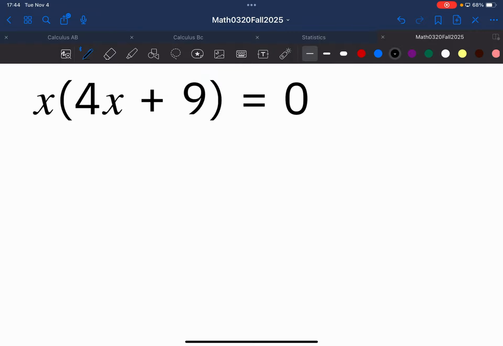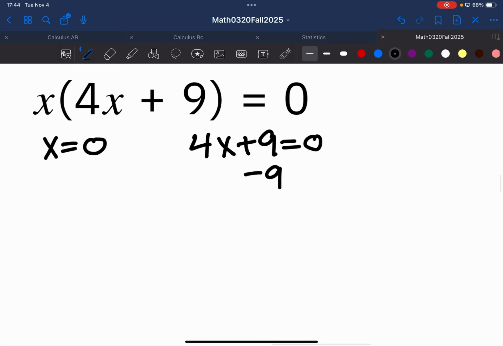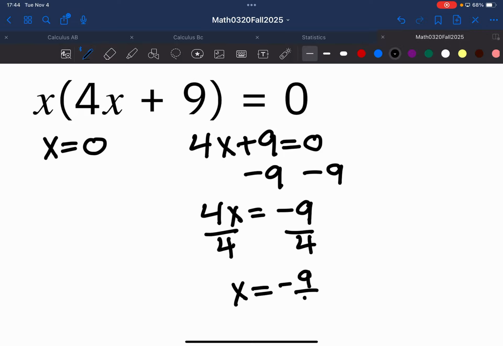So what did you guys get for the first x value? x equals 0. And what did you guys get for the other x value? Good, so 4x plus 9 equals 0, which solves to what? 9 over 4. Close, negative 9 over 4, right? Because we have to subtract the 9. So we have 4x is equal to negative 9. Divide by 4, so x is equal to negative 9 over 4.